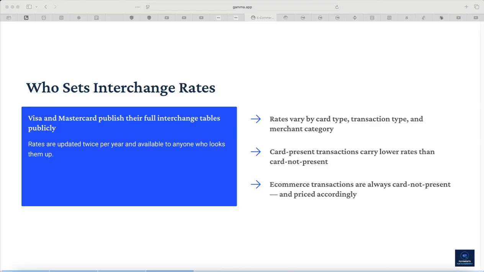So, for example, a grocery store pays a different interchange rate than a software company. A debit card transaction costs less than a premium credit card transaction. And a card that was physically present, tapped or swiped at a terminal in person, costs less than a card that was entered online, which brings us directly to why e-commerce merchants pay more than almost everyone else.